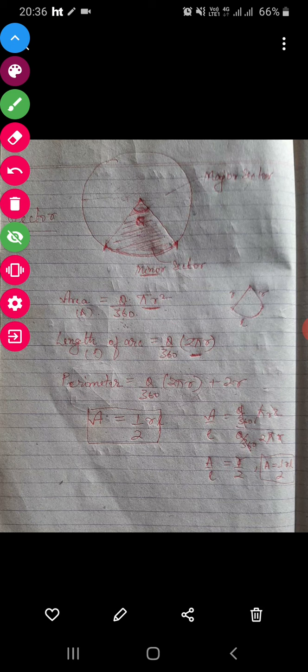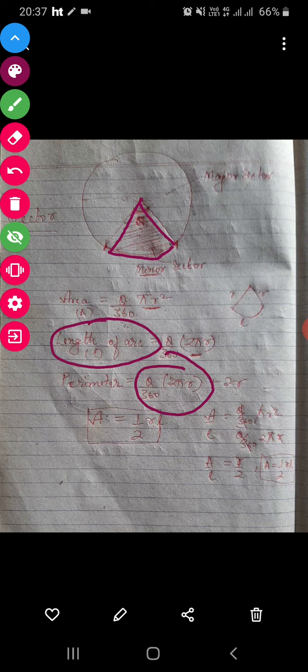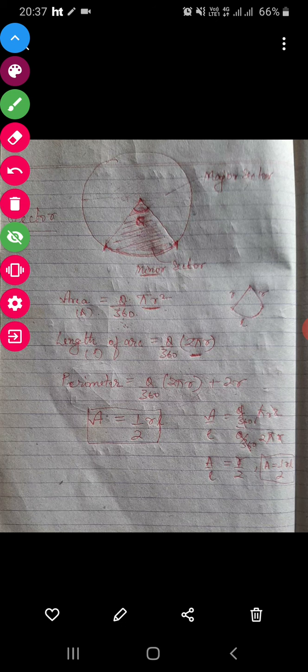But if we talk about the perimeter, then this includes the length of the arc, that is theta upon 360 2 pi r, plus 2 radius. Perimeter means sum of all sides. So one length is the arc, this radius is there, this radius is there. So you can say L plus 2r, and value of L is this.